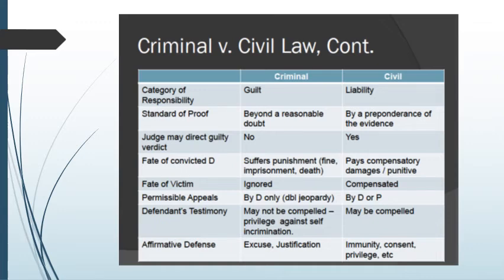Continuing on these charts, the category of responsibility in criminal law is guilt, and the category of responsibility in civil law is liability. Now, here's a big key: standard of proof. The standard of proof in criminal law is beyond a reasonable doubt.